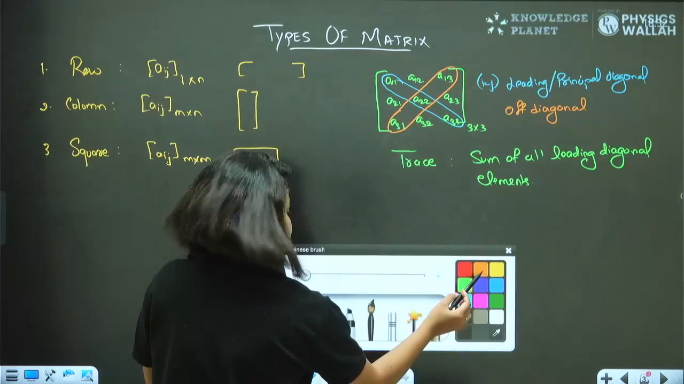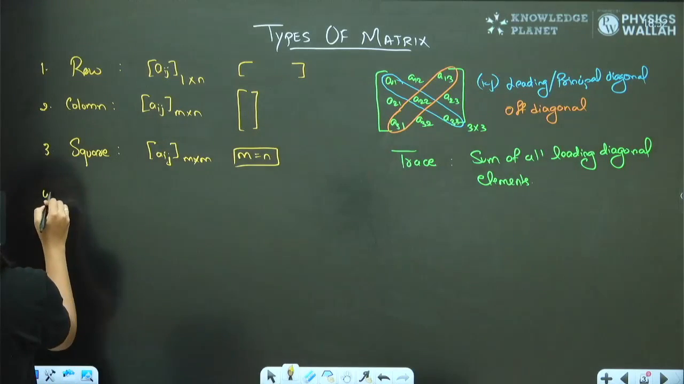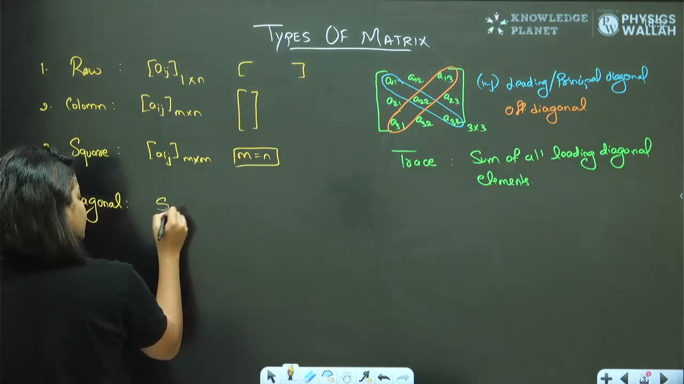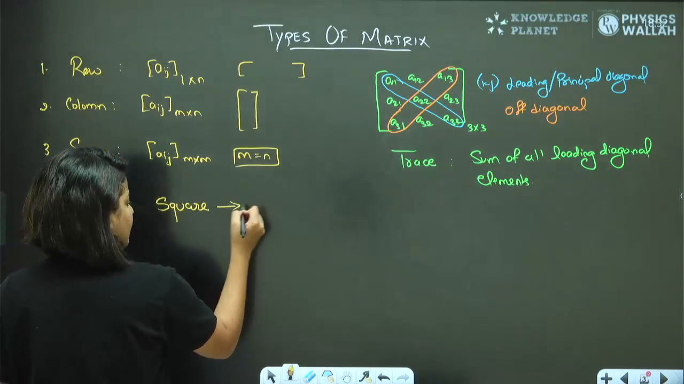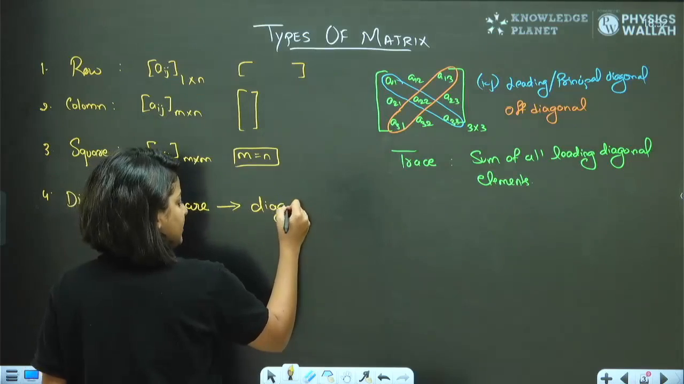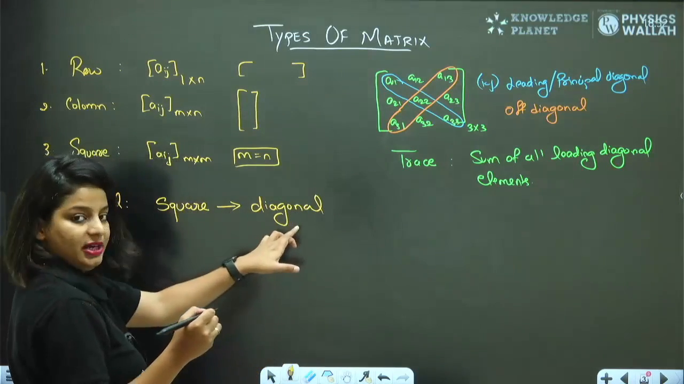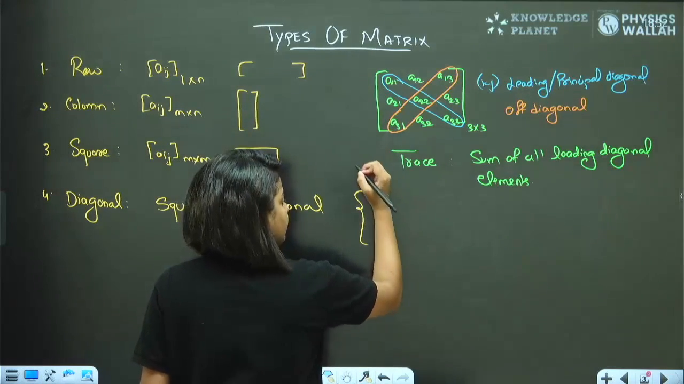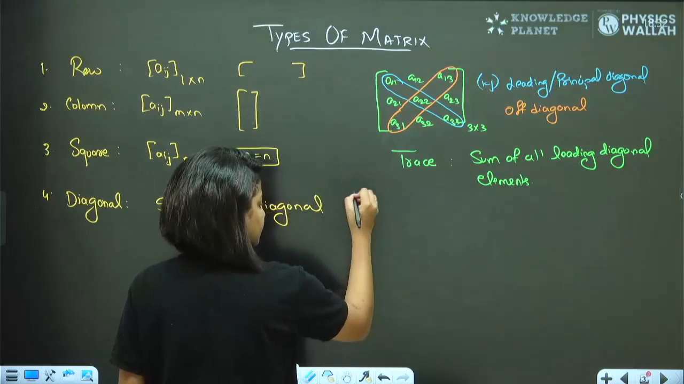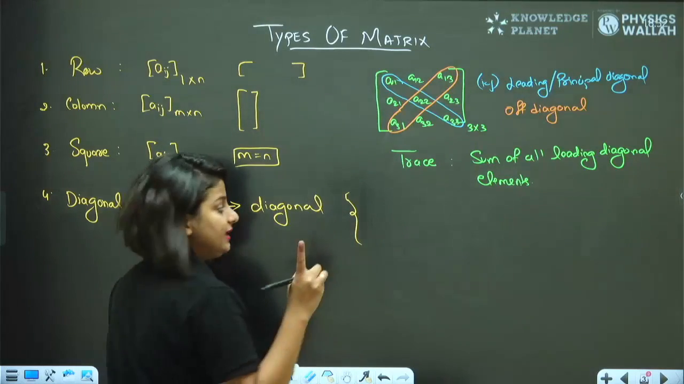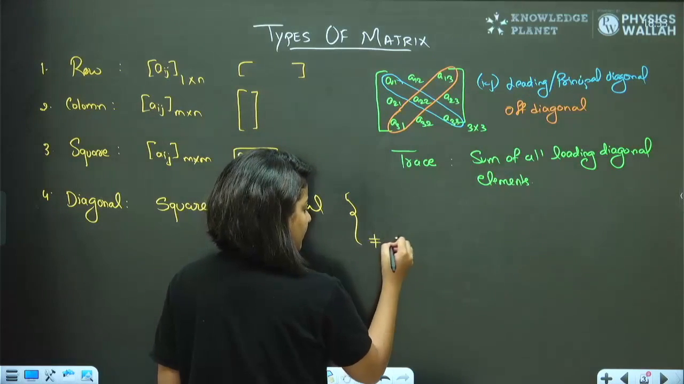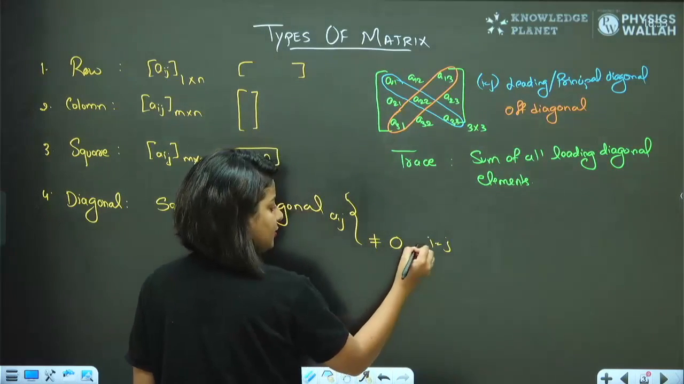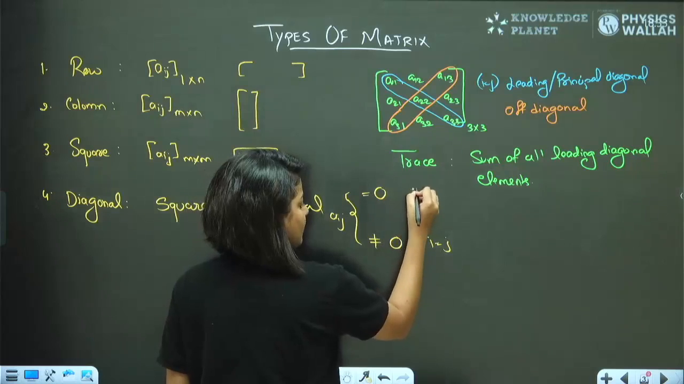Okay, next. Square matrix. Next one that we want to see is a diagonal matrix. Now what is a diagonal matrix? Firstly, a diagonal matrix is a square matrix. Every diagonal matrix has to be a square matrix. So a square matrix will become diagonal when the leading diagonal elements are non-zero, that is, when i equals j it will be non-zero, and it will be equal to 0 when i is not equal to j.